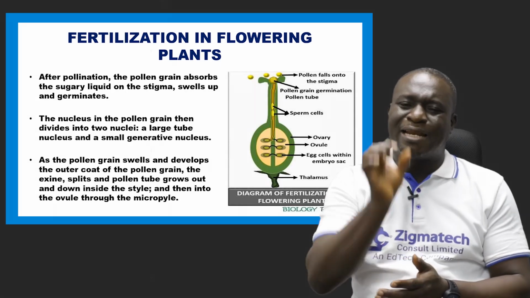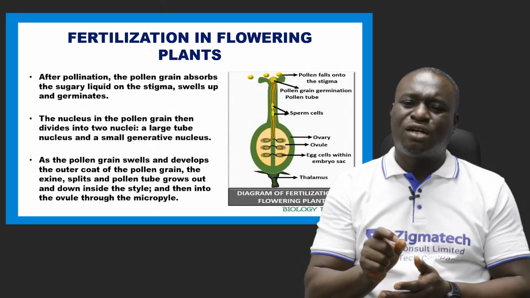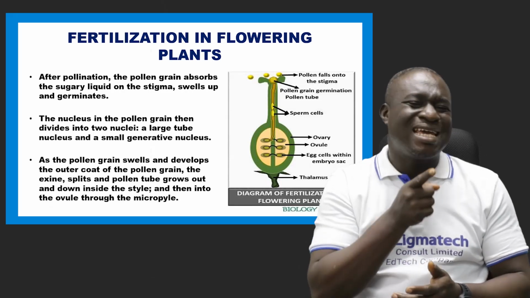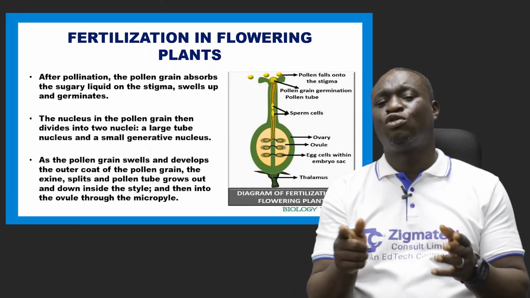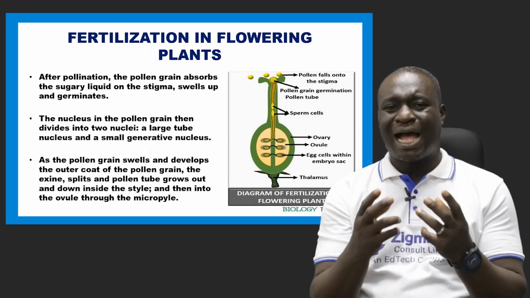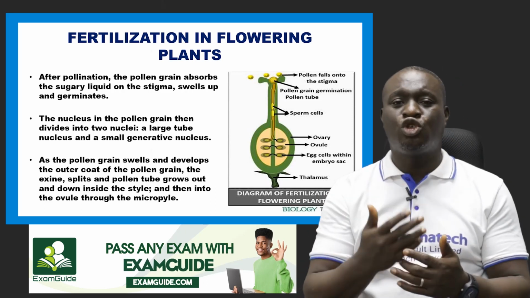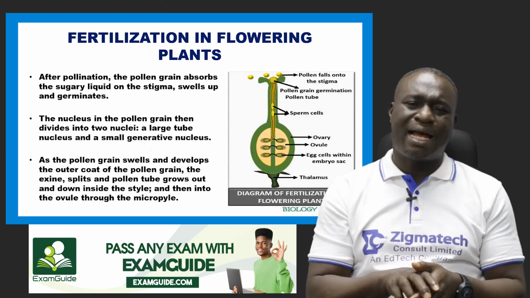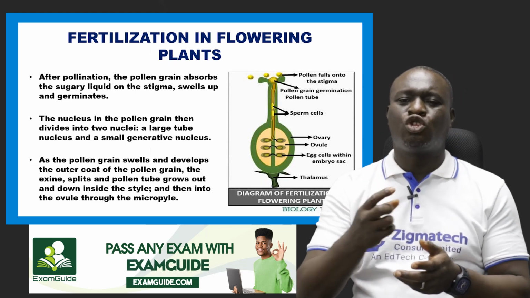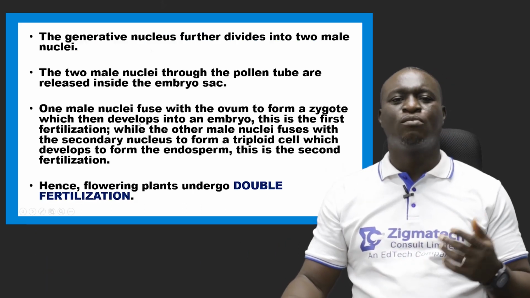It passes through the style, and as it goes down, it passes into the ovules through the micropyle. Remember, I told you that the micropyle is a tiny opening, which allows the pollen tube to enter into the ovules. So this pollen tube passes through the micropyle and gets into the ovules.